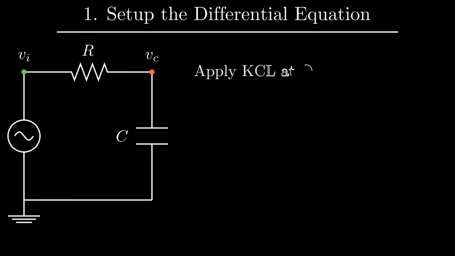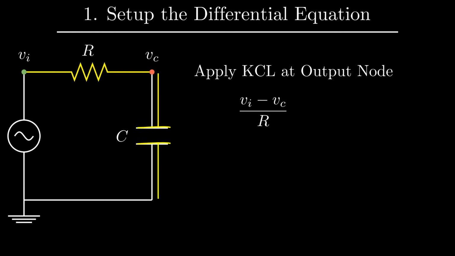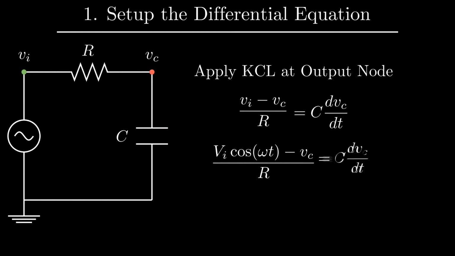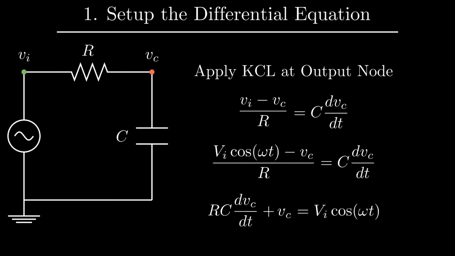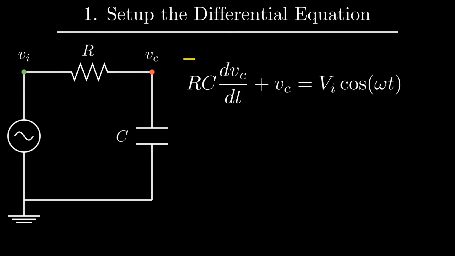Let's apply Kirchhoff's current law at the output node. The incoming current, which is the current through the resistor, is given by the difference in node voltages Vi minus Vc divided by the resistance R. And that equals the outgoing current, which is the current through the capacitor, given by the derivative of the voltage across it with respect to time, scaled by the capacitance C. Substituting the input cosine function and rearranging the equation a bit, we arrive at the differential equation for the RC network. We are done with step 1.